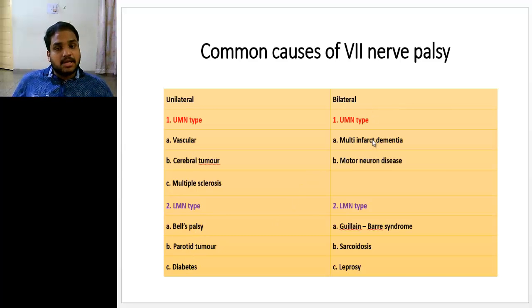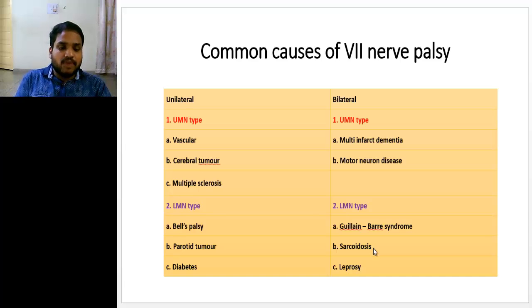Now when there is bilateral facial nerve palsy, the bilateral upper motor neuron palsy you will get in case of motor neuron disease, and also in case of multi-infarct dementia. And the lower motor neuron type you get in cases of Guillain-Barré syndrome, sarcoidosis as well as leprosy. So these are the causes of bilateral lower motor neuron type of facial palsy, right?